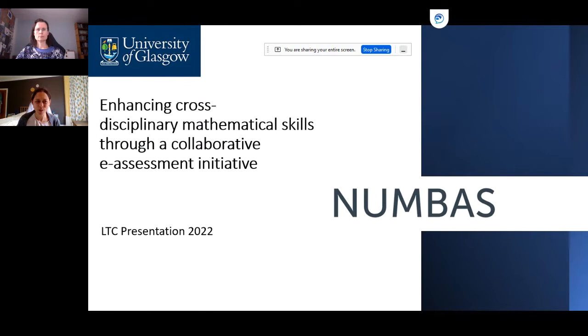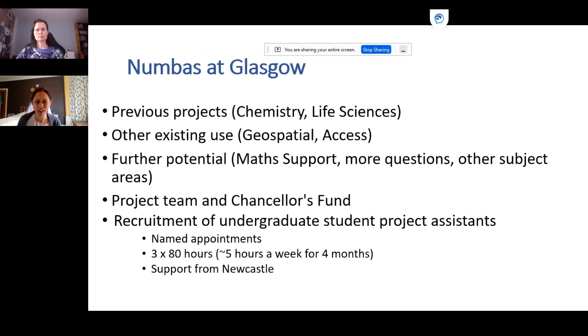Great, thank you for coming along to our talk. So some of you might have heard of Numbas, some of you might not. It's an open source specialist maths e-assessment platform. It was created at Newcastle University, but is increasingly being used by institutions both in the UK and across the world.